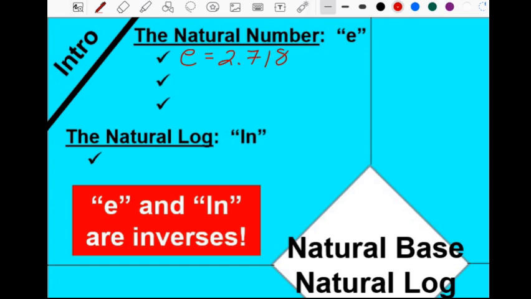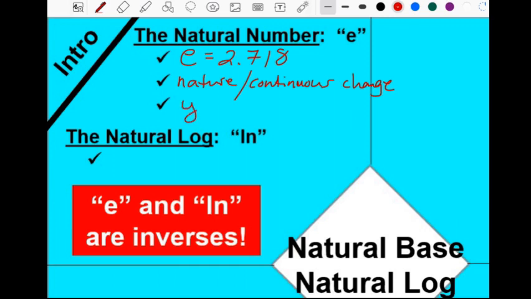well, nature. That's why we call it the natural number, because when you investigate nature, you find out that things in nature change in a continuous fashion. So when something changes in a continuous fashion, we call it natural or continuous change. Now, we don't really have the time to get into what that has to do with the number 2.718, but for the sake of what we're doing in Algebra 2, that's what you need to know.